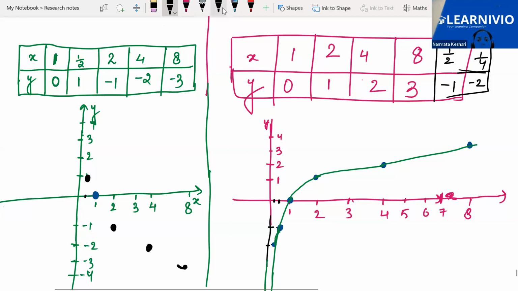If you join these points, can you see this is how the graph is? Can you see another one? Yes. Okay.